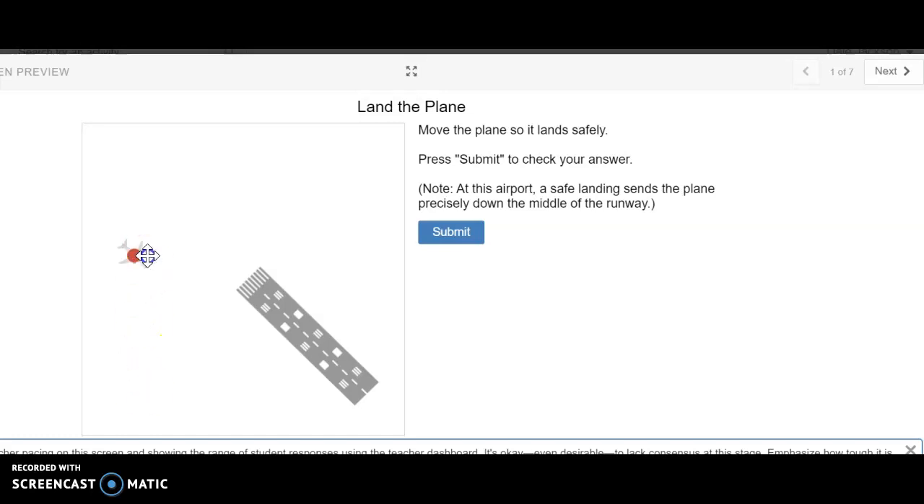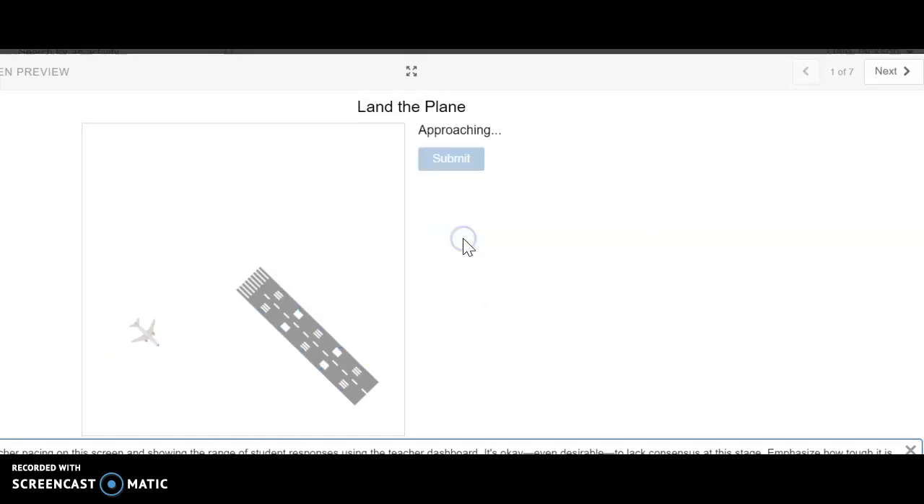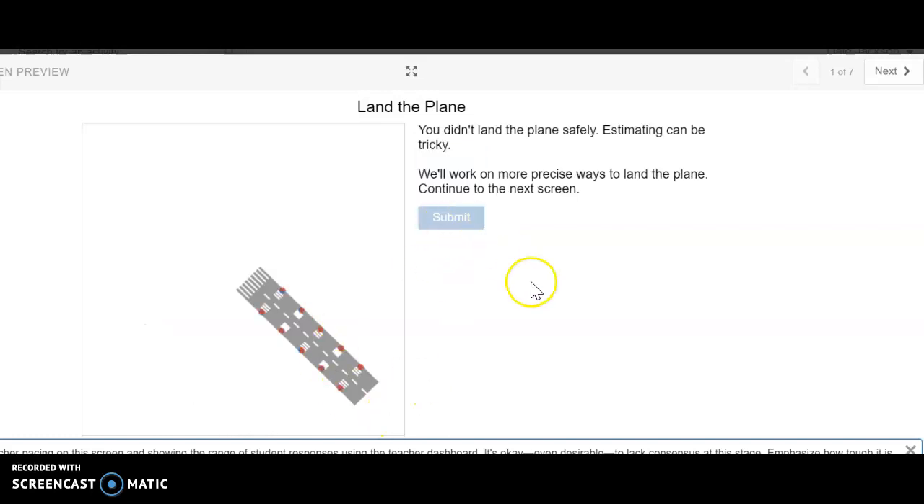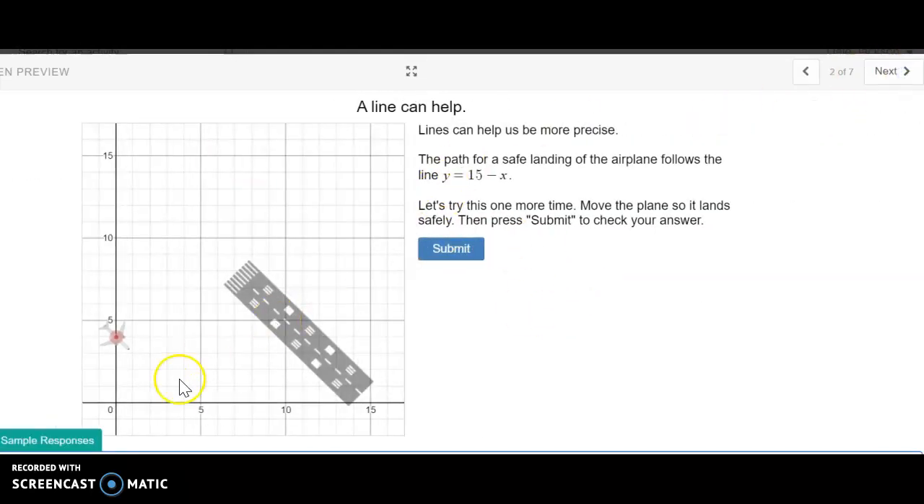So if you're not sure how to do it, just try it. You can push submit and it'll show you what happens. So I definitely messed it up there. You can do it again. One more precise way to land the plane. Oh, I guess I don't really get an opportunity to try it again. Well, do it right the first time.